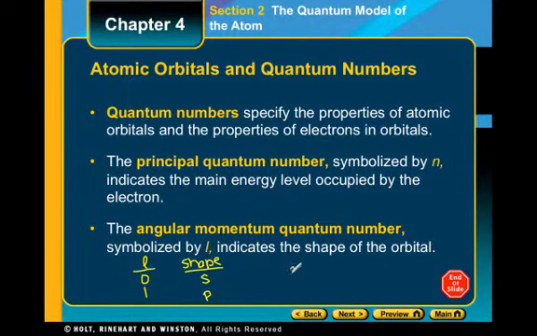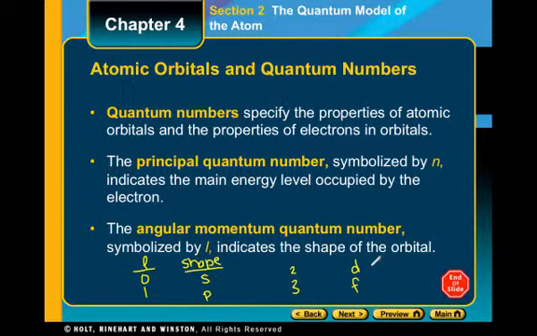If L equals 2, that is a d sublevel. And a d sublevel has 4 lobes on it. And then also we'll see later there's a couple different orientations of it, and one of these orbitals looks like this. This is also a d sublevel. And L equals 3 is called an f sublevel. I don't have a model of that, but it basically would look like this, I guess.